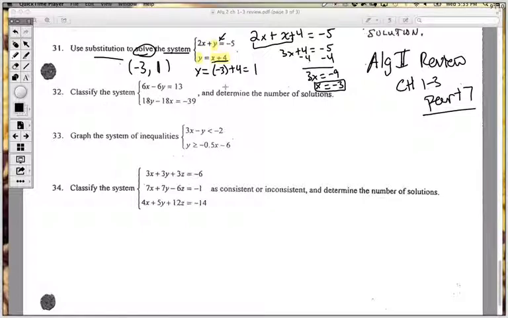It says classify the system and determine the number of solutions. All right, this is another one of those things where we might have duplicates of something. Let's see what happens. Well, if I multiply this top by negative 3, I want to see what I would get. Why am I doing negative 3? Because negative 3 is going to change these 6's into 18's. So that would give me negative 18y, positive, oh, pardon me. Oh, whoa, that's different. Check that out.